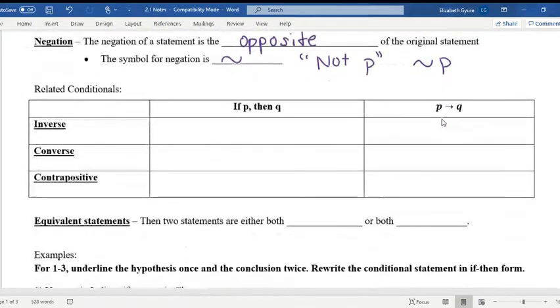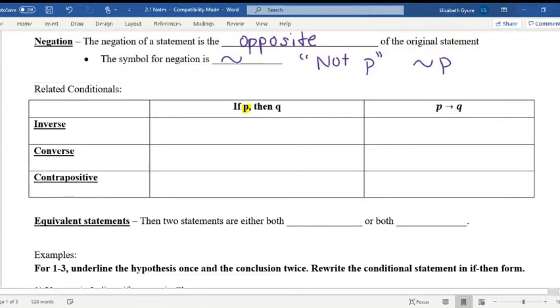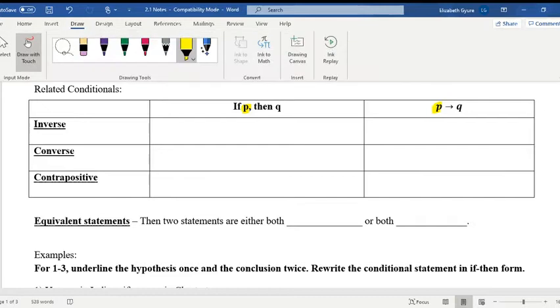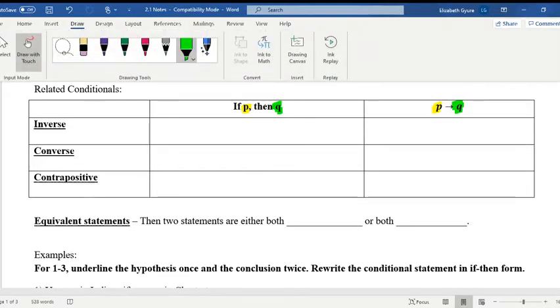So we have a few different types of conditional statements. And what these do is they kind of switch the order around on things, and they're used in different situations. So our original conditional statement is if P, then Q. If our hypothesis, then our conclusion. And our shorthand for that is P arrow Q. So what we're going to do is talk about the inverse, converse, and contrapositive. And what happens here is some of our orders switch around. We're always going to have our hypothesis, which I'm going to highlight in yellow here. And we're always going to have our conclusion, which I'm going to highlight in green. But sometimes the order is different.